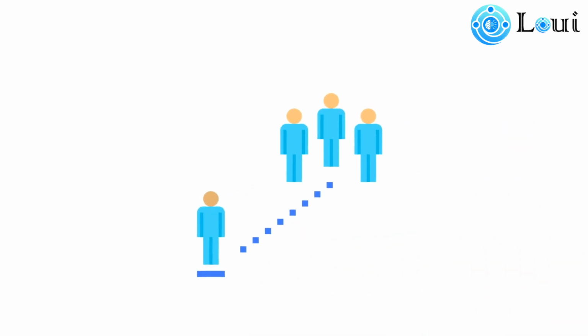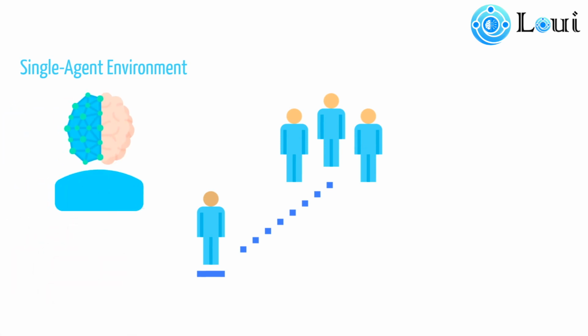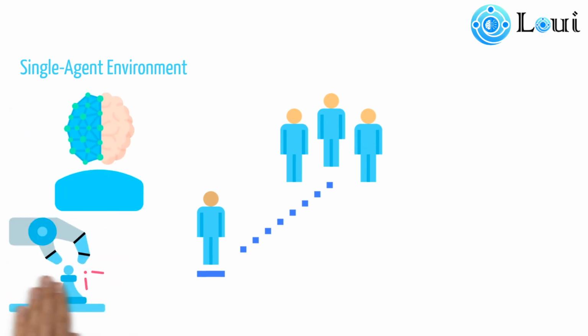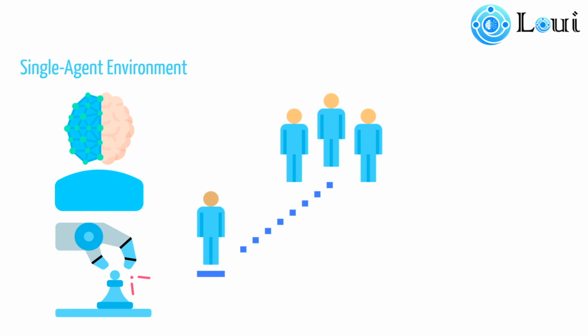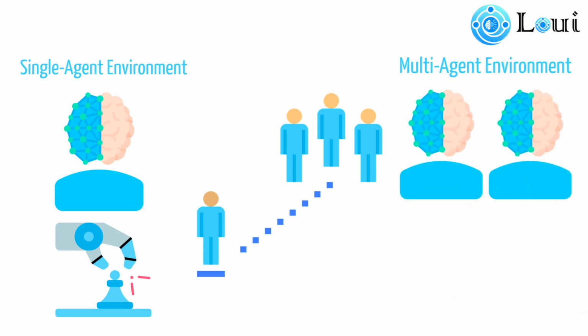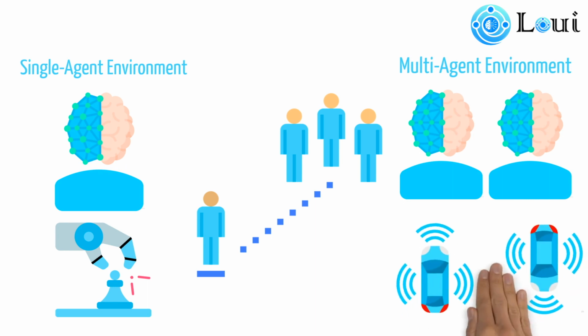The next parameter is related to whether the agent is alone or not. A single-agent environment is one in which the agent is the only decision-maker. An example of a single-agent environment is a chess game, where the agent controls all the pieces. On the other hand, a multi-agent environment is one in which there are multiple agents operating in the environment. A self-driving car is a good example of a multi-agent environment. The agent communicates with other self-driving car agents and traffic control systems, and the decision of one agent depends on the decision of other agents.